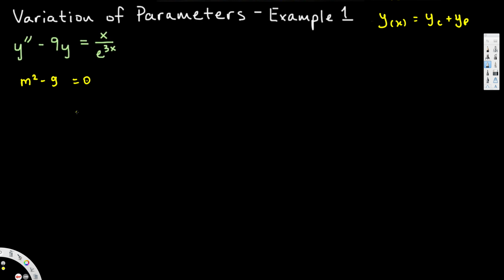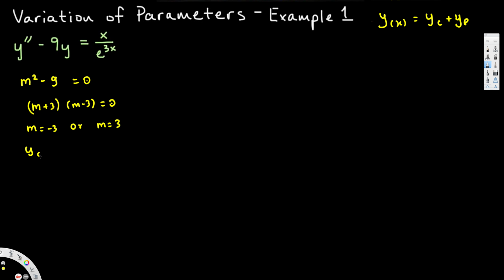We equate this one to 0, and from this one you can see we can factor it like (m plus 3)(m minus 3) is equal to 0. Therefore our solution is going to be m is equal to minus 3 or m is equal to 3. Here we have two distinct real roots. So when we have two distinct real roots, our general solution for this one is going to be this one.